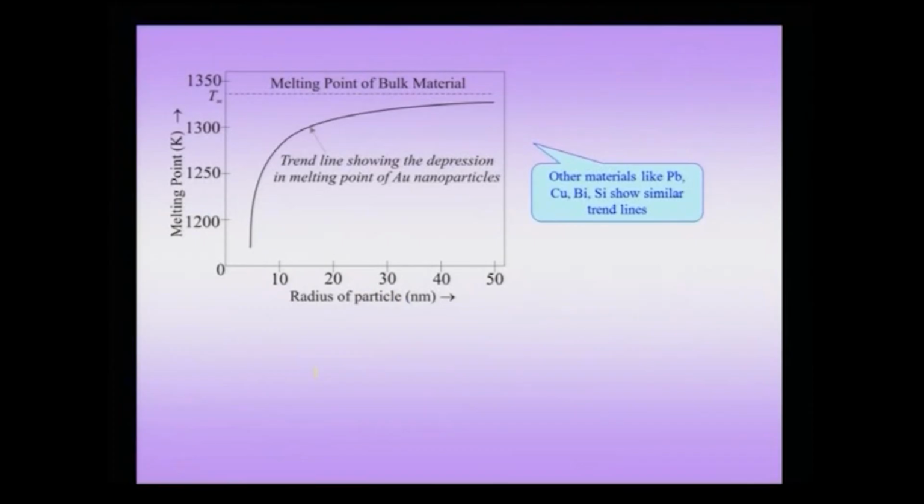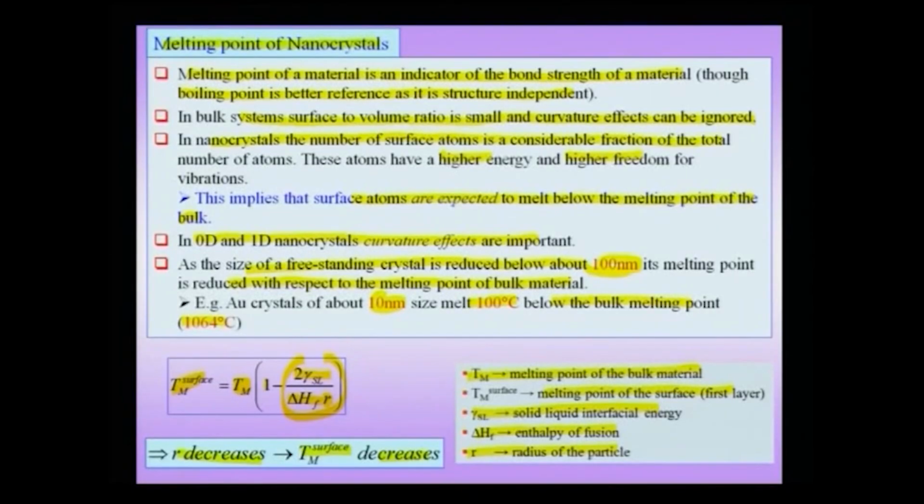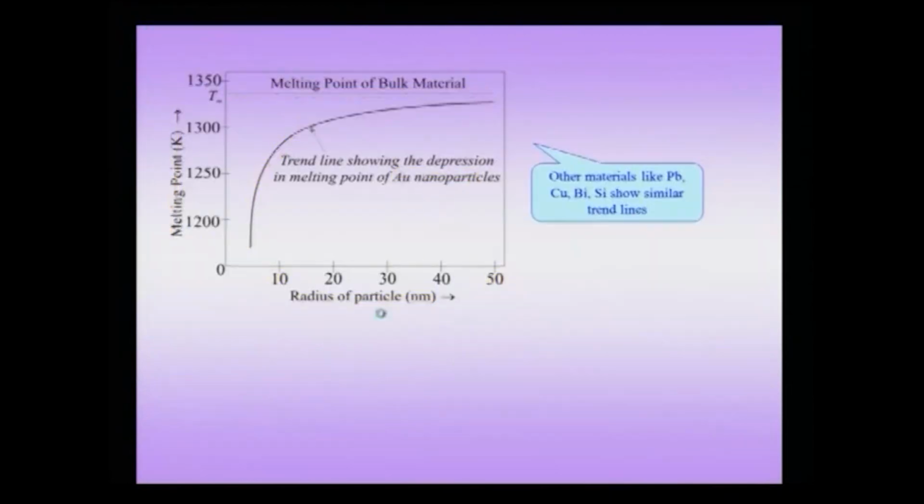Now, if I track my melting point vis-a-vis the radius of the particle, then of course you have the bulk melting point, and this is a schematic trend line drawn for gold nanoparticles. Then we notice that there is a severe depression in the melting point as you reduce the size, and this starts to play a considerable role when the size of the particle is below about 50 nanometers. And we already noted that when the size is 10 nanometers, there is almost 100 degrees depression in the melting point.